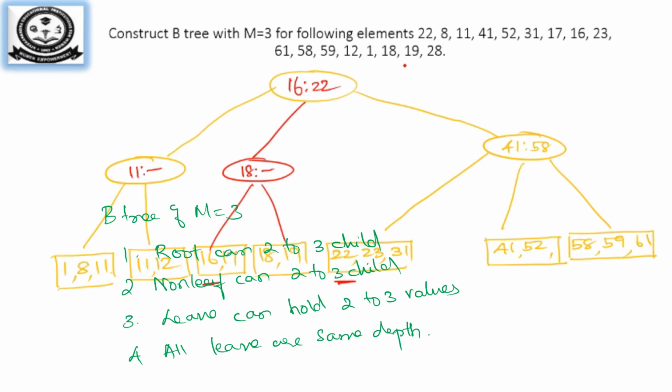So the next insertion is 18, 19 is done. Now the last insertion is insert 28. So where will it be inserted? It will be inserted over here again. So you don't have space. So this node will be split up into 22 and 23. Then you will have 28 and 31.